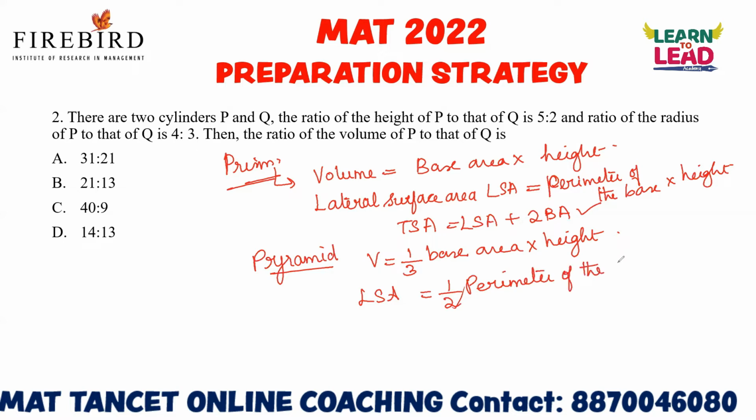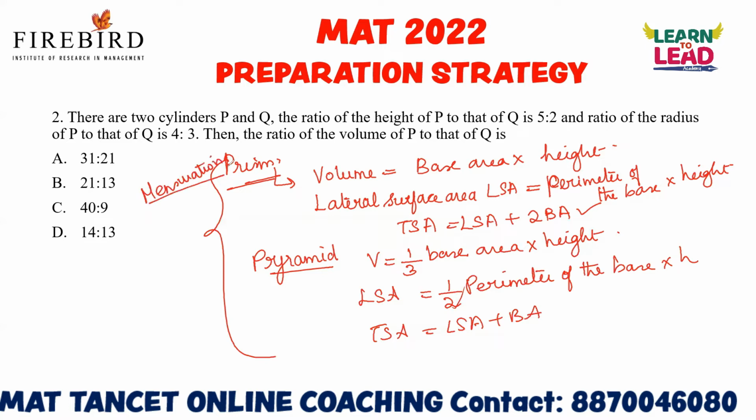Half into perimeter of the base into height. And total surface area, I'll get lateral surface area plus base area. Okay, if you learn these 6 formulas, it will be very easy to solve the mensuration part. See, with these 6 formulas, I can write the formulas for cylinder, cone, cube, cuboid, square prism, square pyramid, and everything. Rectangular pyramid and any kind of object, even for sphere, hemisphere, I can write formulas.